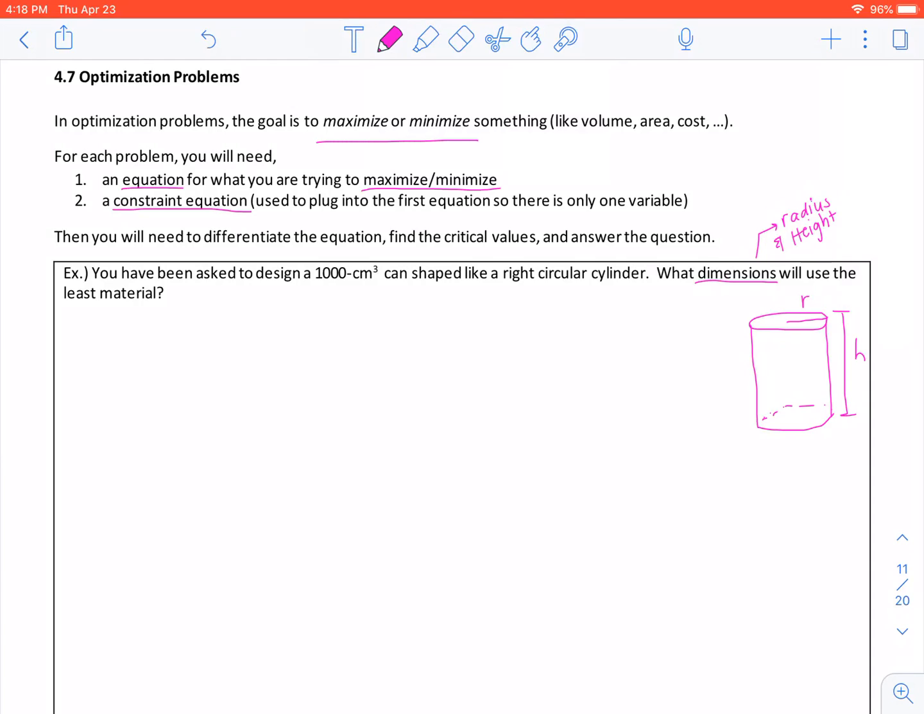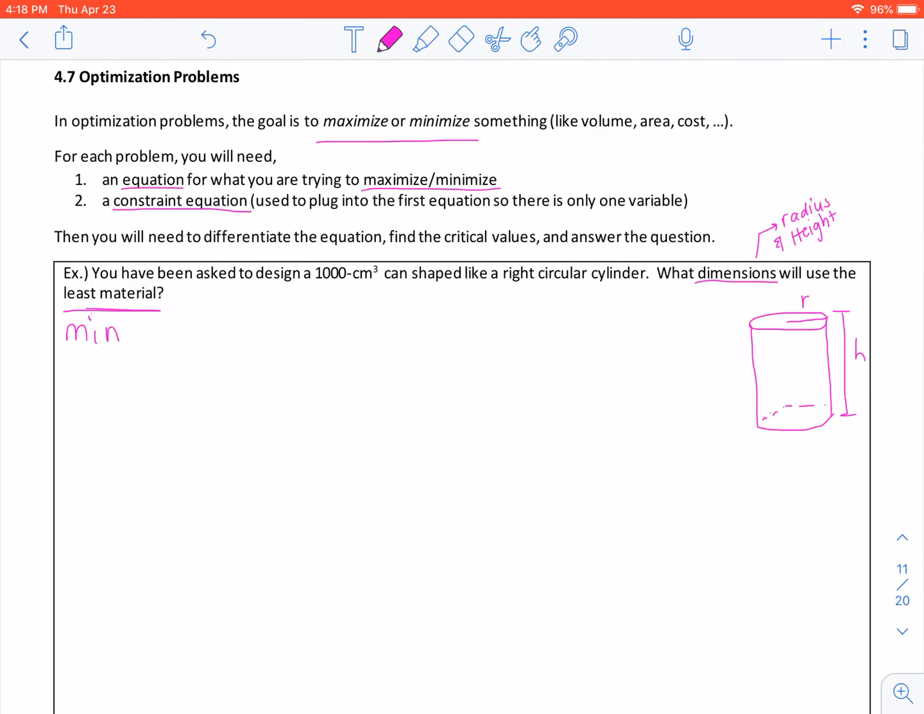So the first example here says you have been asked to design a 1,000 centimeters cubed can shaped like a right circular cylinder, which is just a can over here. And it says what dimensions, and since we're talking about this can, that means radius and height, will use the least amount of material. So the least amount of material means that we want to minimize something. So we want to minimize it.